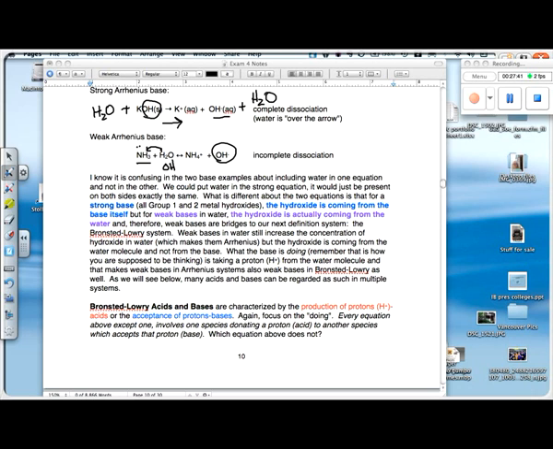Now, this is an equilibrium system because it's weak. So some of these ammonium ions and these hydroxide ions are recombining to form the ammonia in the water again. All right, so I know it's confusing, and I go into that down here in this next paragraph, why we put water in for weak, we don't put it in for strong. Just know that strong bases are your hydroxides from groups 1 and 2, and so the hydroxide comes from the base itself. Weak Arrhenius bases actually produce OH- in water, and that's why it's Arrhenius, because you're doing it in water; they produce the hydroxide from the water molecule. All right, now this gives us a segue into talking about our next definition system.